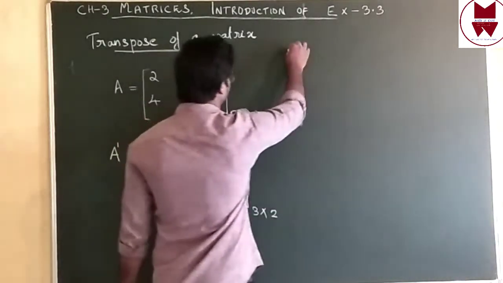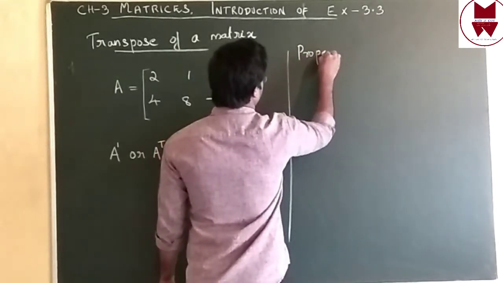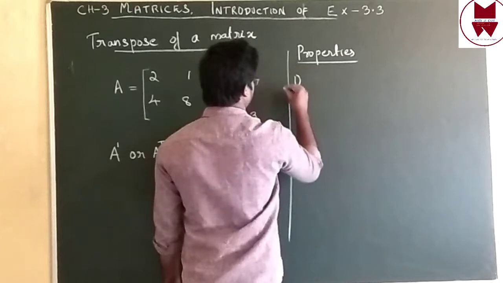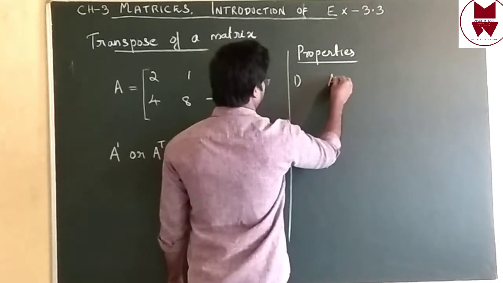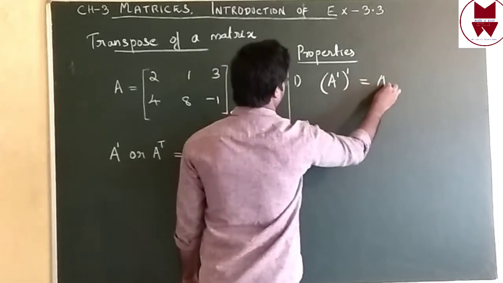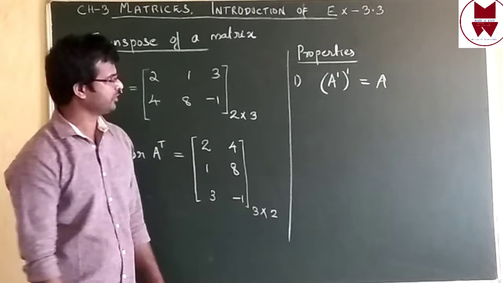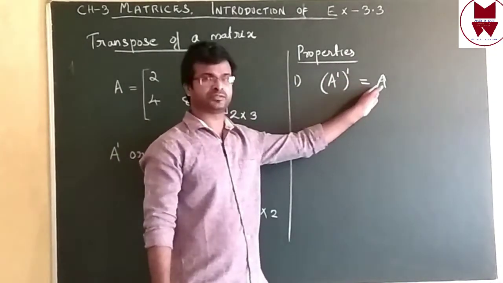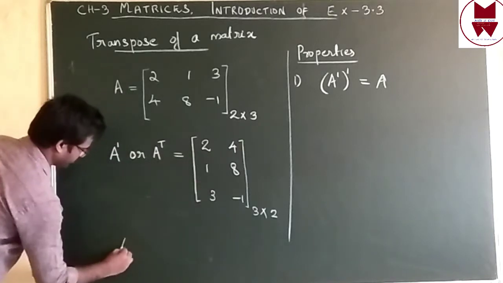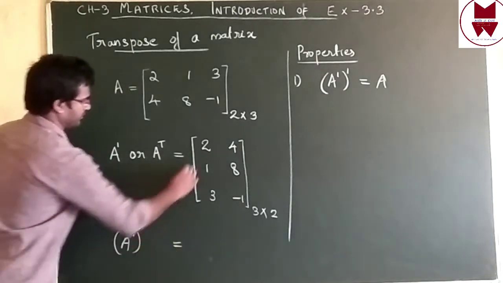And then some properties of transpose we can study. First one is A transpose, all transpose, equal to A. If you take the transpose 2 times, you will get the same matrix. Here I took it 1 time, and again one more time you take it. A dash, all dash equal to A.